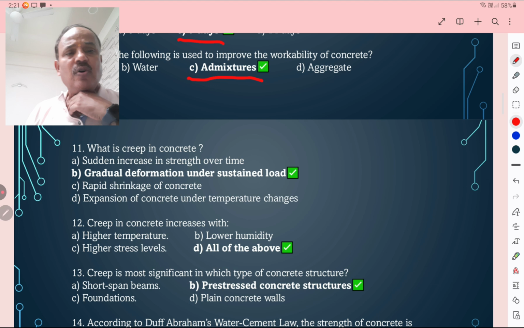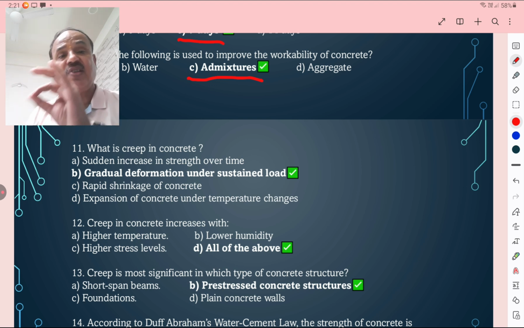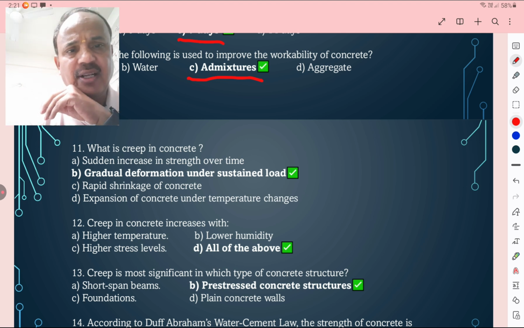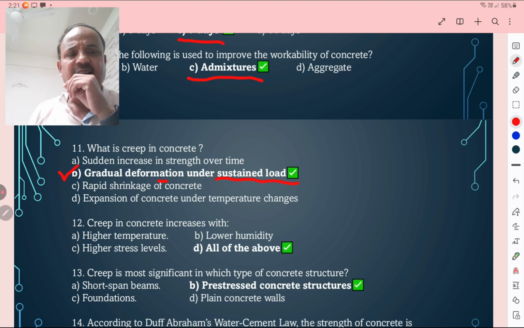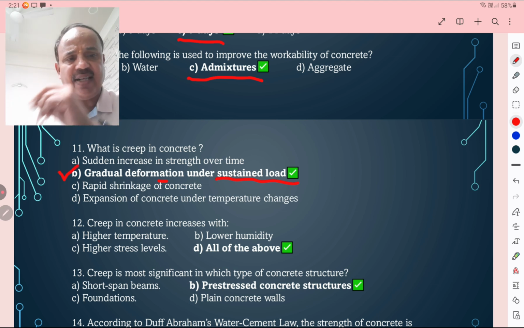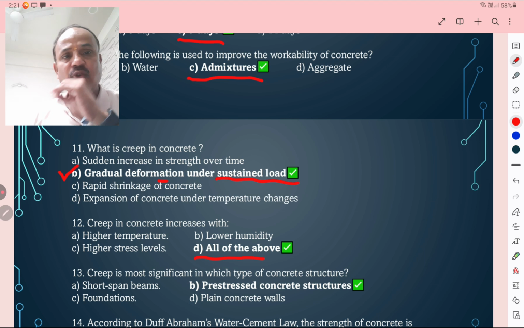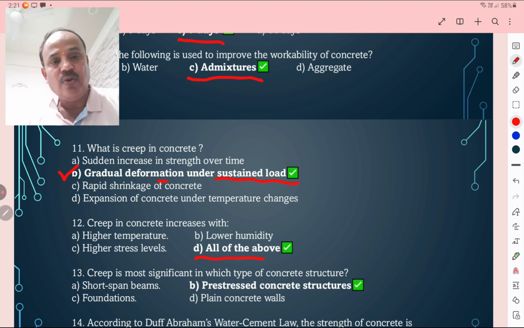What is the creep of concrete? Creep is the gradual deformation under the sustained load. One must remember this definition. What is the creep? Gradual deformation under sustained load. That is creep. Then creep of the concrete increases with higher temperature, lower humidity, higher stress levels. All of the above is the correct answer, because all these factors lead to gradual deformation under sustained load.